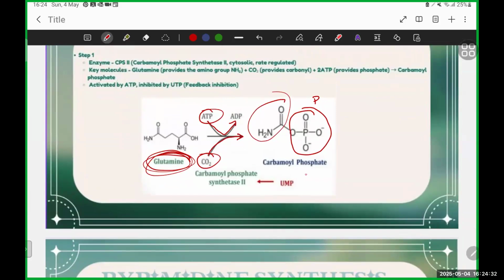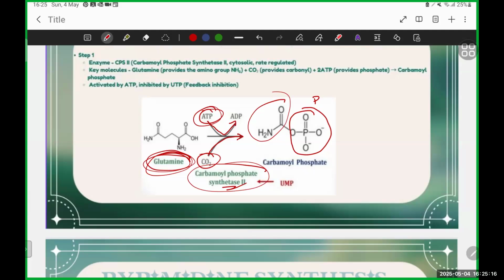Another thing is that this enzyme here is carbamoyl phosphate synthetase 2. Again, synthetase, you need ATP. Carbamoyl phosphate synthetase 1 was in your urea cycle, so don't mix that one up with this one. If she asks you what enzyme you would use here, don't mix those two up. You could just remember it like this: we took the urea cycle first, so it's synthetase 1, and we took pyrimidine synthesis second, so it's the second one. That's one way to remember it.